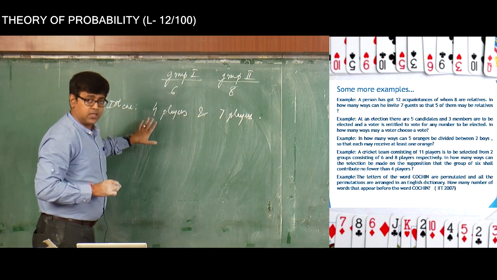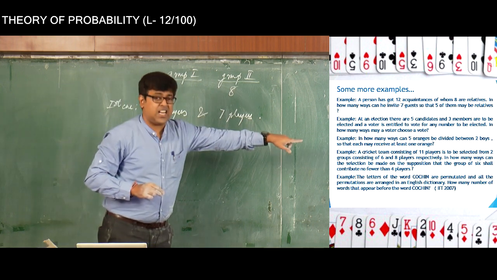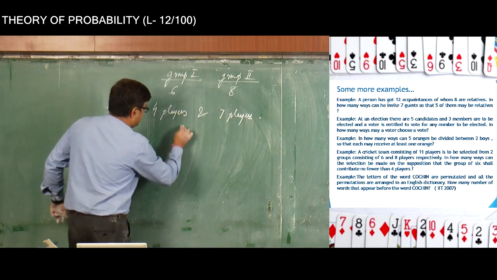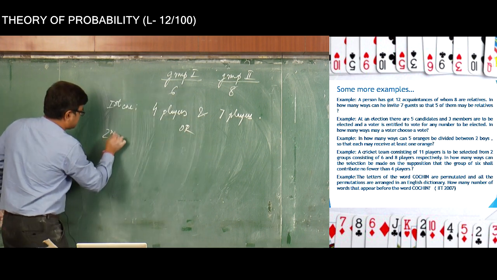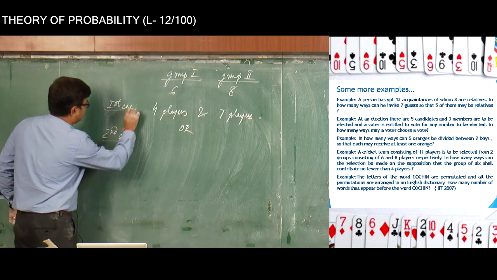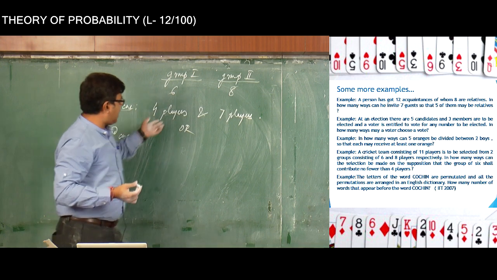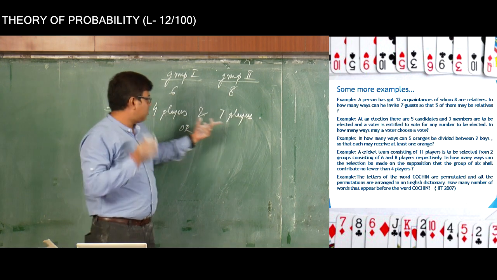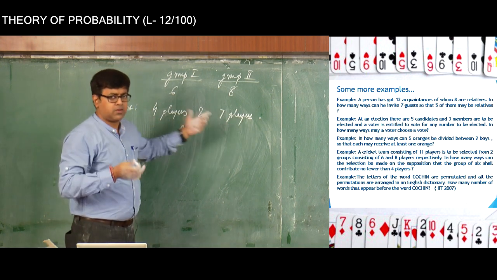Now this is one case, a feasible case as per the question asked. The second feasible case is OR, the second case. Why is it OR? Because both the cases cannot occur simultaneously. Either you have a selection of 4 players and 7 players, that makes it 11, which is a cricket team.